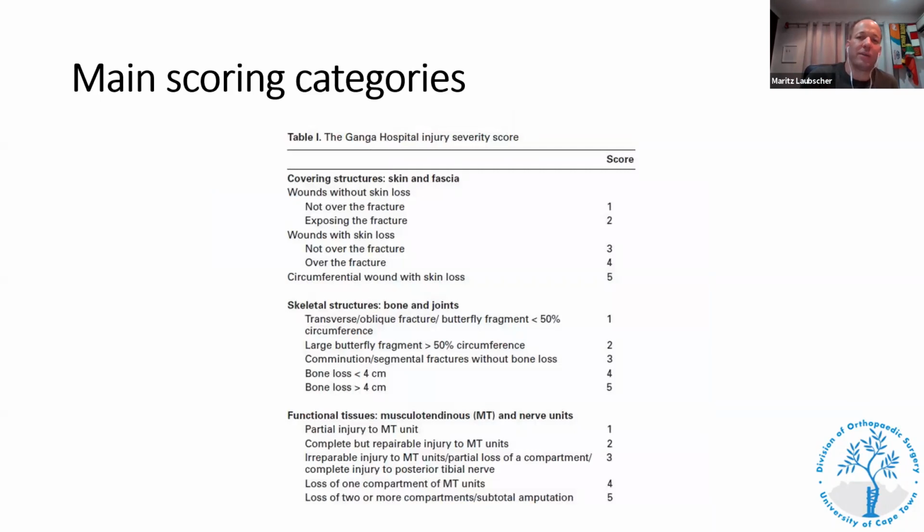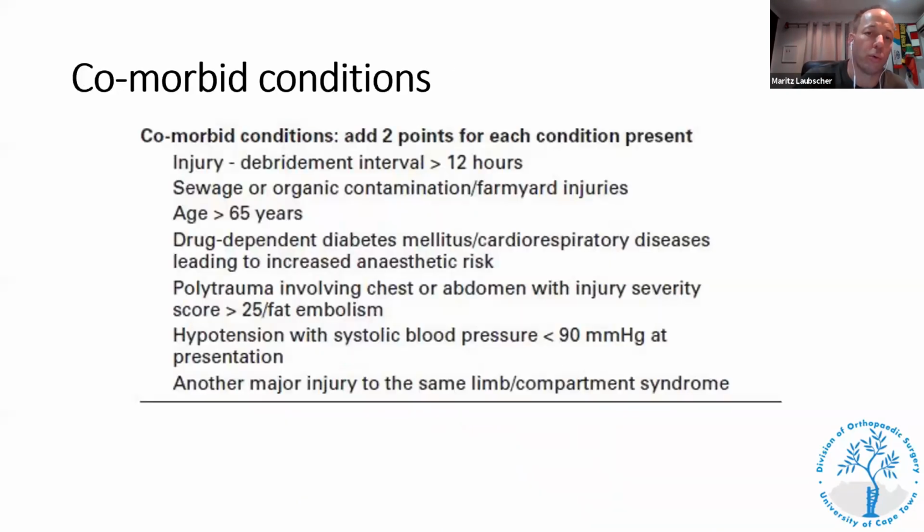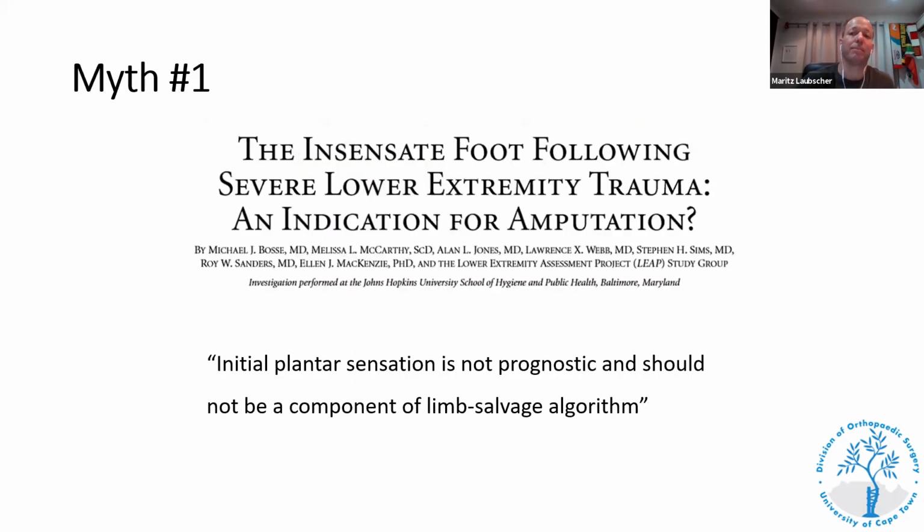So this is the scoring system. If you don't have the paper, you can let me know and I'll forward it to you. But as you can see here, the top score in covering structures is circumferential wound loss. In skeletal structures, it is bone loss of more than 4 centimeters, and in functional unit it is loss of 2 or more compartments. Modifiers: age, prolonged delay to presentation, severe contamination, diabetes, polytrauma, hypertension, and other major injuries on the same limb.